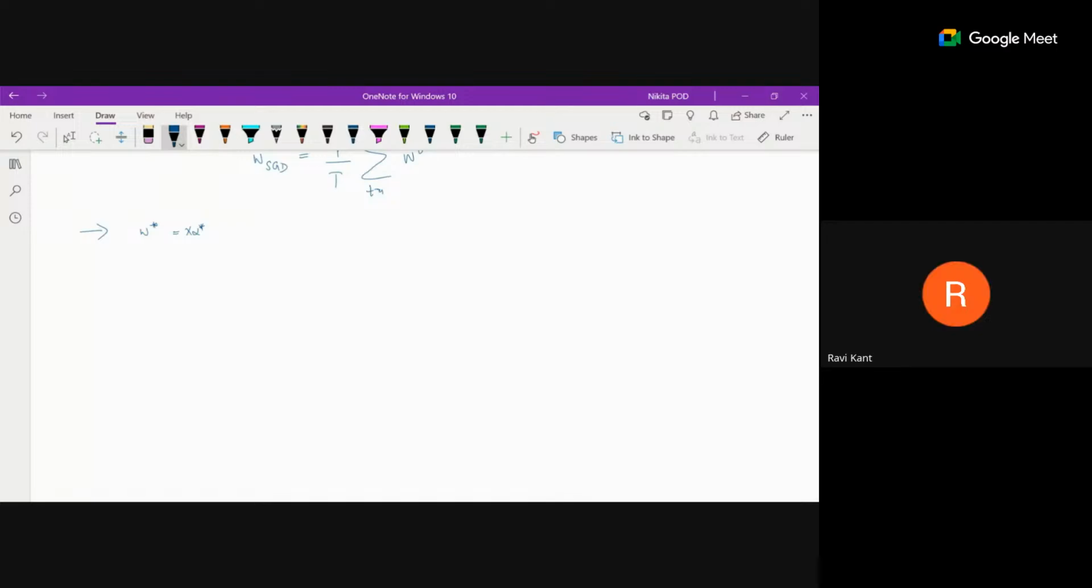Ma'am, we go to higher dimension to find linearity, right? Yes, to find the linearity, correct.